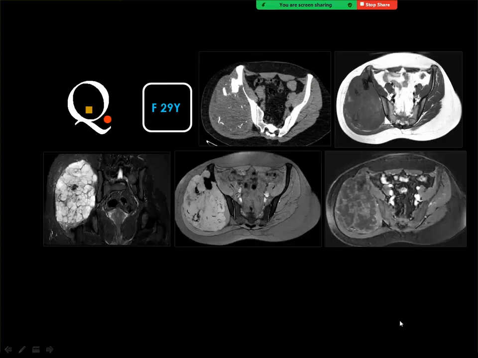Next case is a female patient, 29 years old, with a big mass infiltrating or involving the right iliac bone.